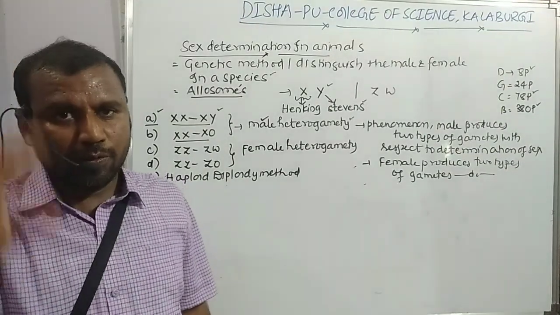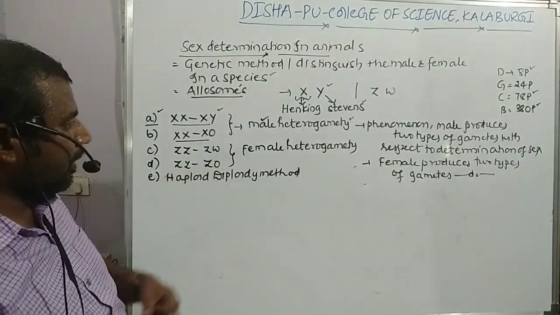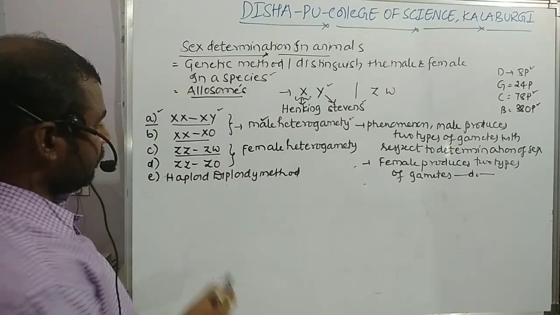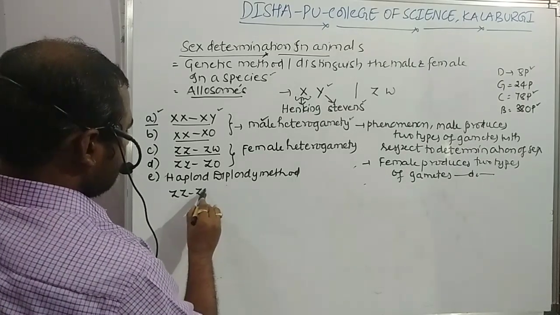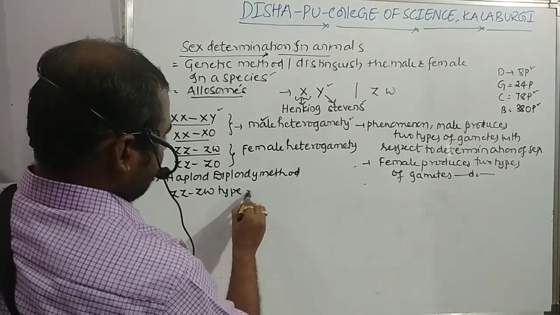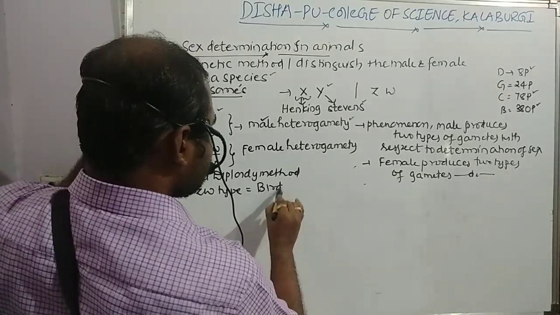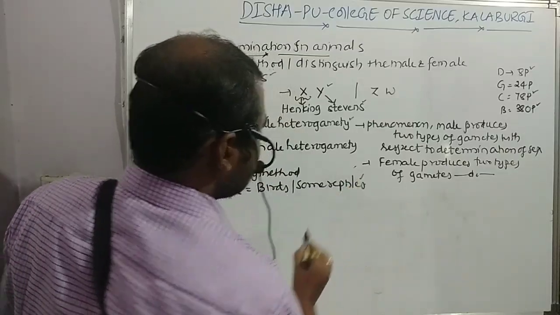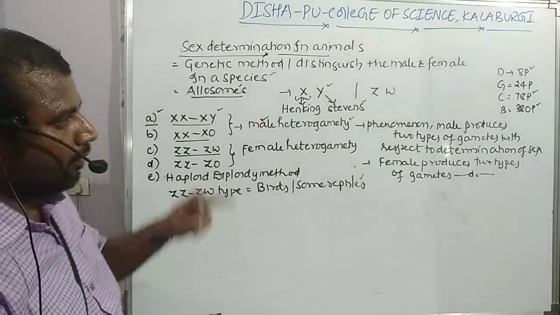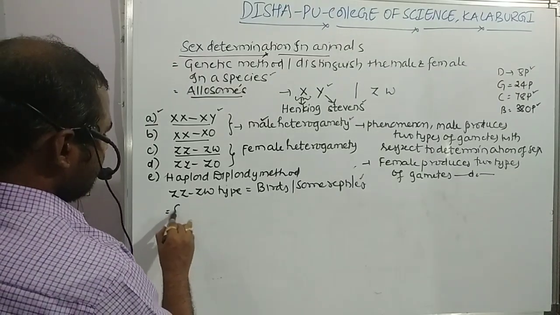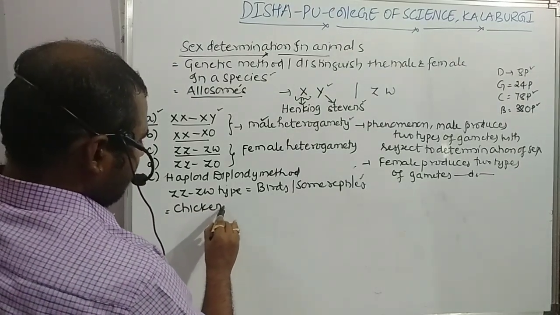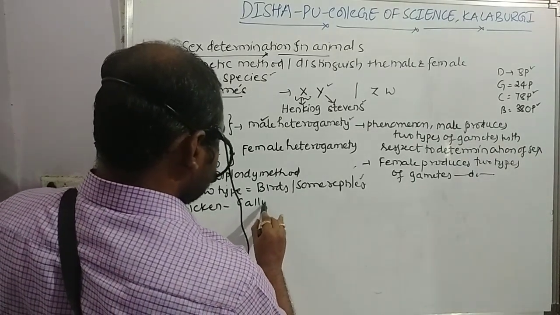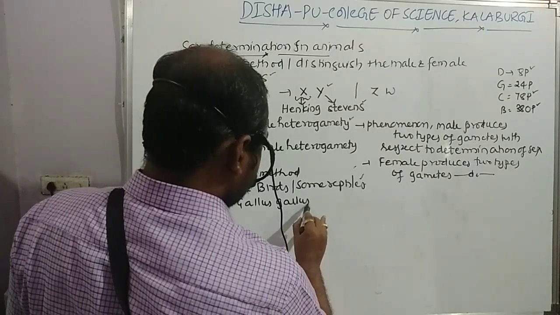Now students will move toward the female heterogametic condition, that is the ZZ-ZW type. The examples are birds and some reptiles. For that I am taking one example, that is a chicken. The scientific name of this one is Gallus domesticus.